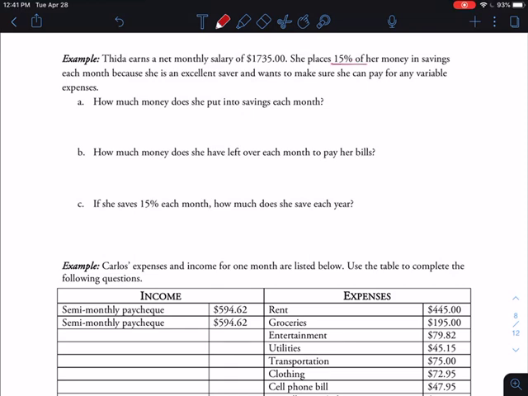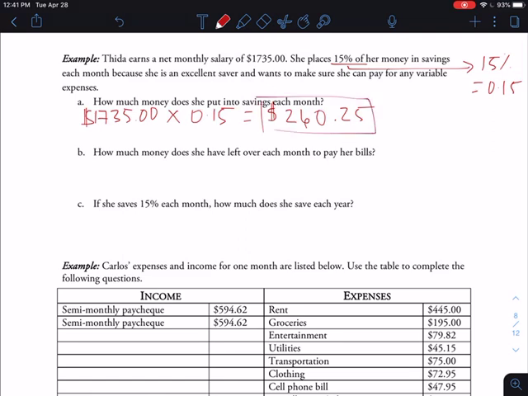Remember that 15% is equal to 0.15 as a decimal. So we're going to take that amount of money, $1,735, and multiply by 0.15 to get her total savings. I'm just going to grab my calculator here and type that in. So 1,735 times 0.15 gives me $260.25. Okay, so that's how much she's saving per month.